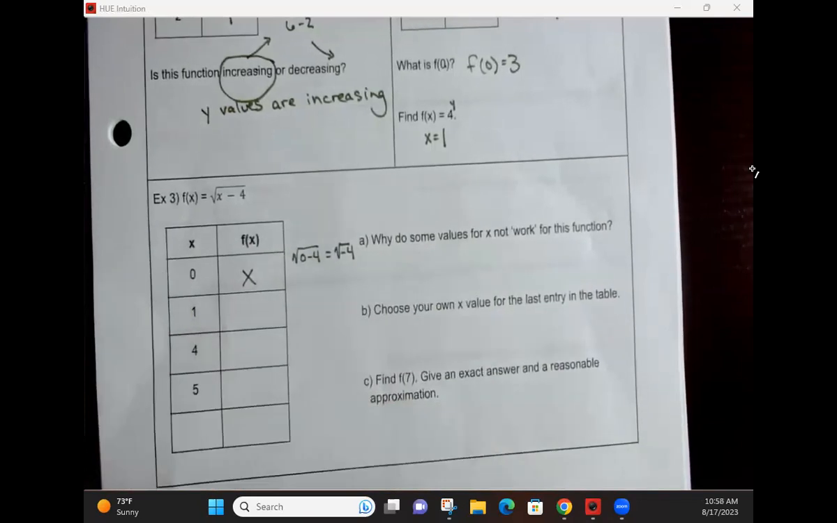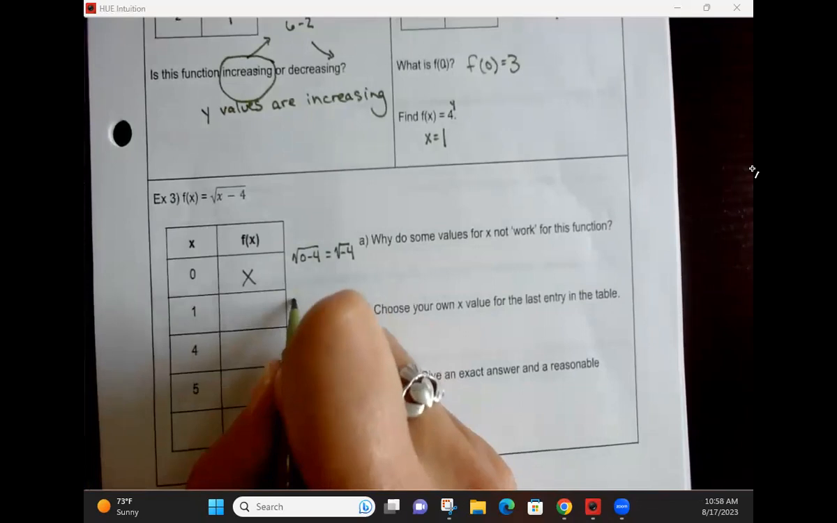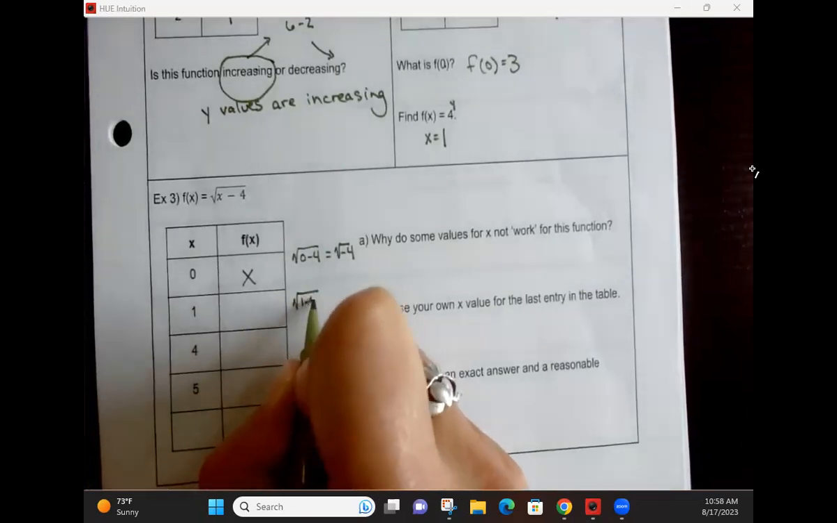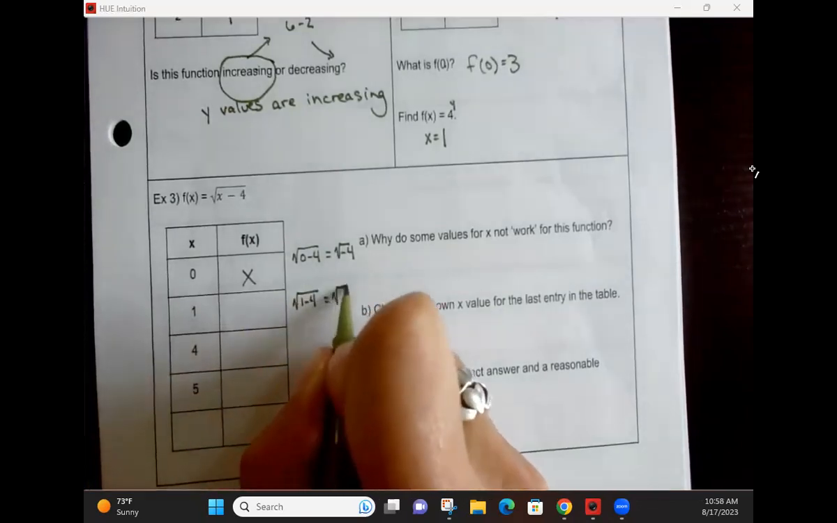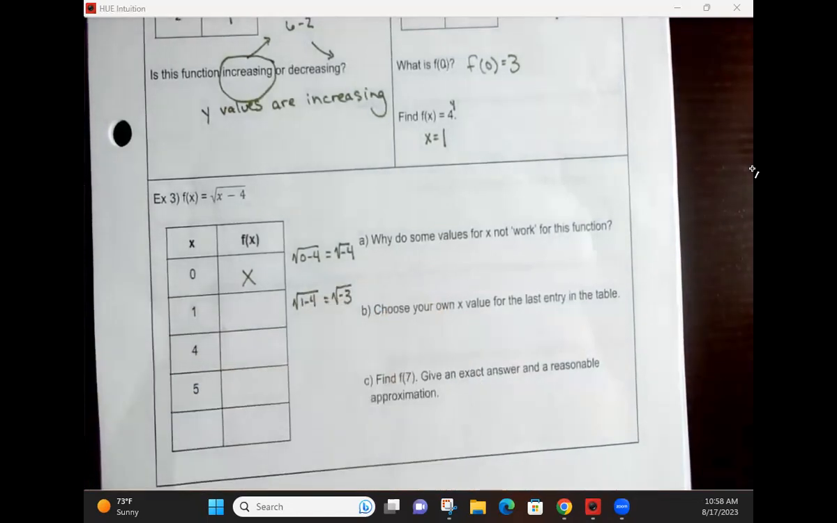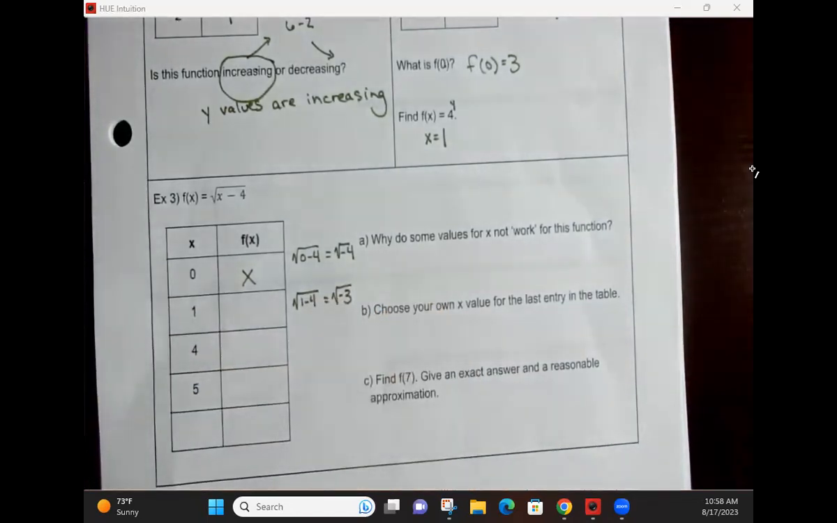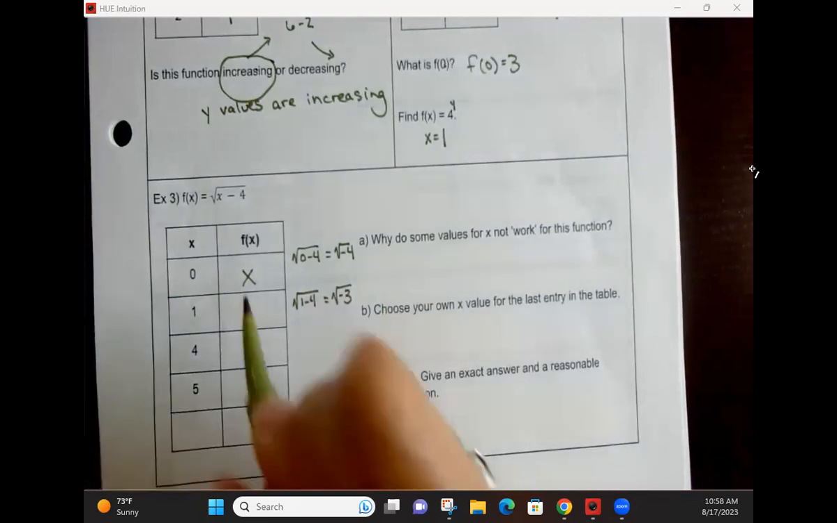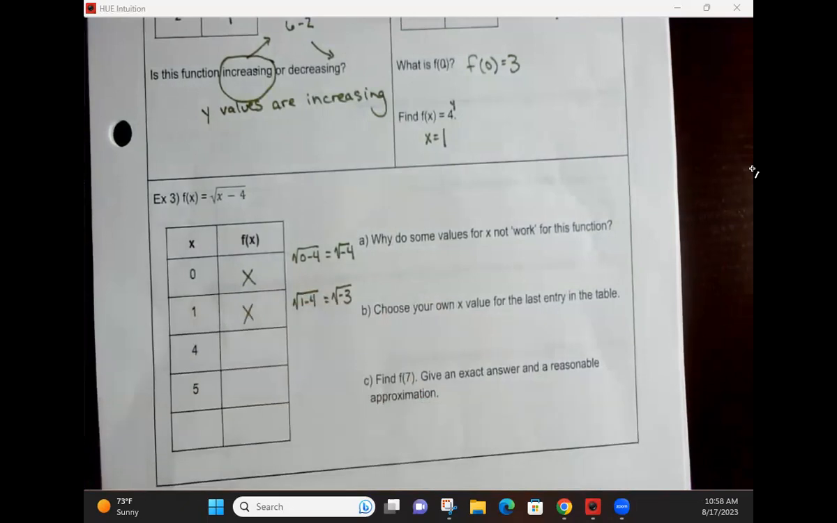So that's not a very helpful x value. Let's plug in 1. This would be the square root of 1 minus 4, which is the square root of -3. Do we know the square root of -3? I just know it's not real, right? I know it doesn't help me for my table of values.